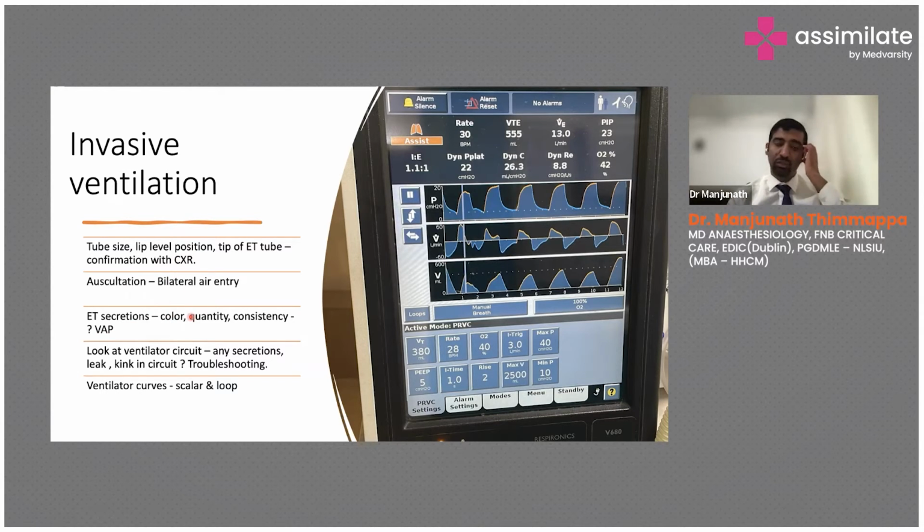If you have a patient with more than 3 or 4 days on the ventilator, in your assessment and monitoring, see the secretions for color, quantity, and consistency, and look at the ventilator and the circuits for any secretions, leak, or kink in the circuit. If you feel the PIP is going to 30 or 40, it can be because of secretions in the circuit. If the tidal volume is only 50 or 100 ml, it can be because of a leak in the circuit. We should know how to troubleshoot all this.